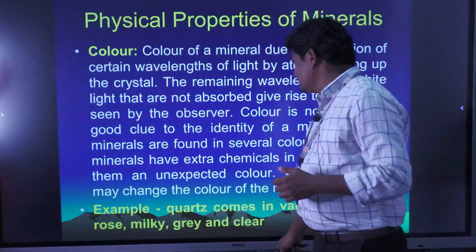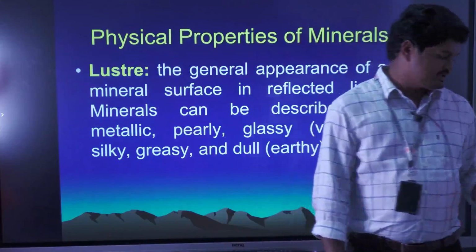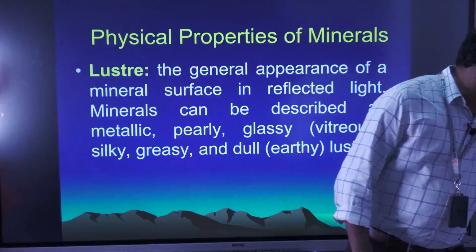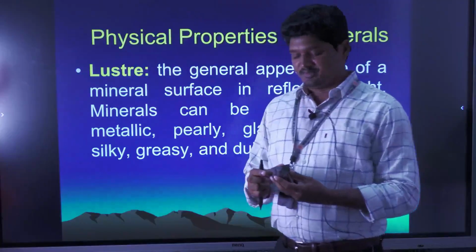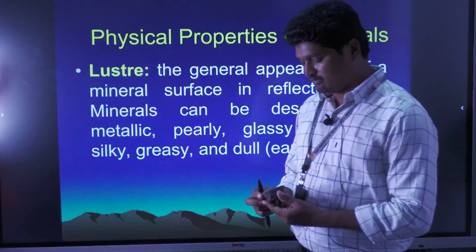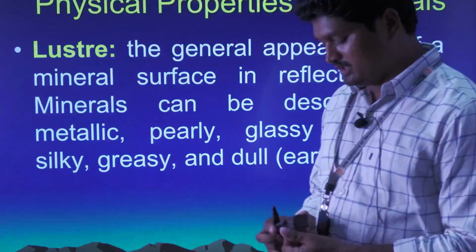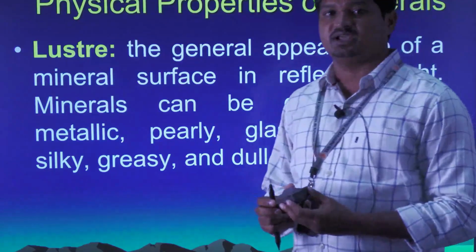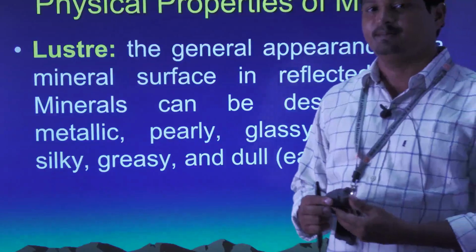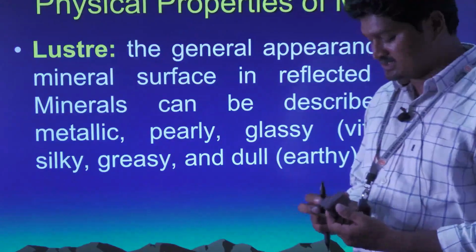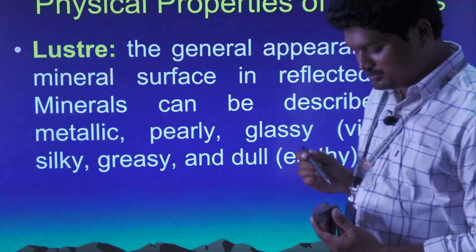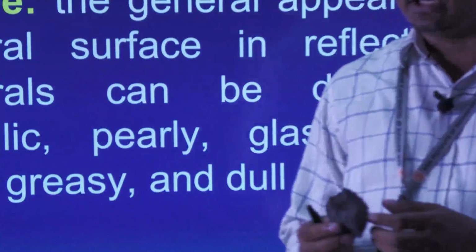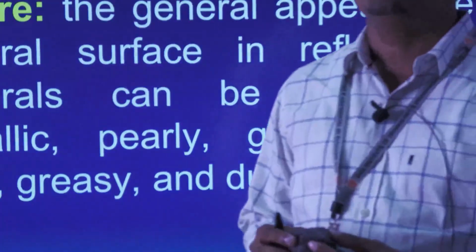So this is about color, and now luster. When a mineral is rotated in reflected light, what is the appearance? It is called luster. Luster has two types: non-metallic and metallic. Metallic minerals have a shiny appearance. Iron ore, hematite, is a good example of metallic luster.